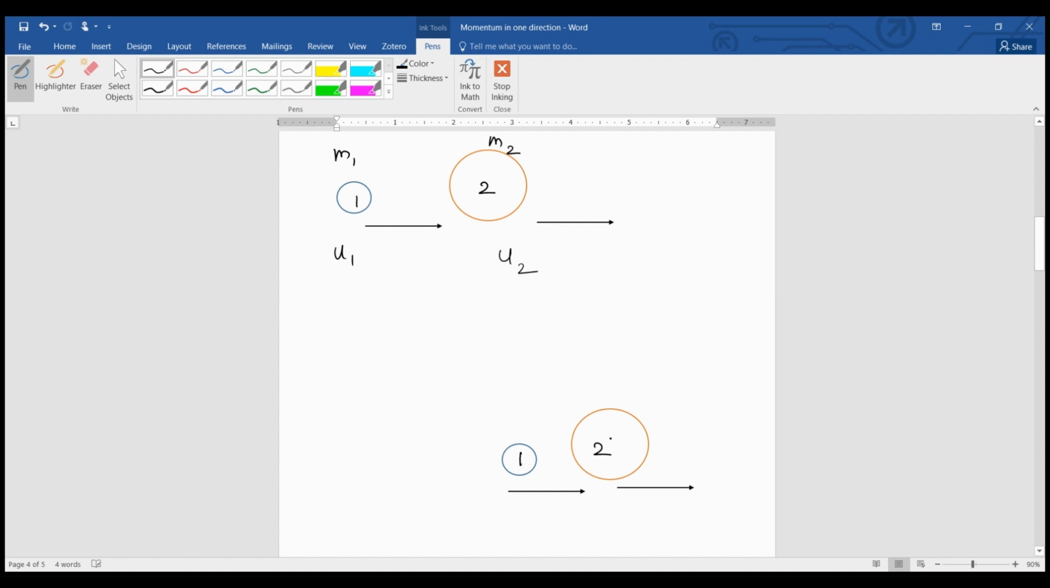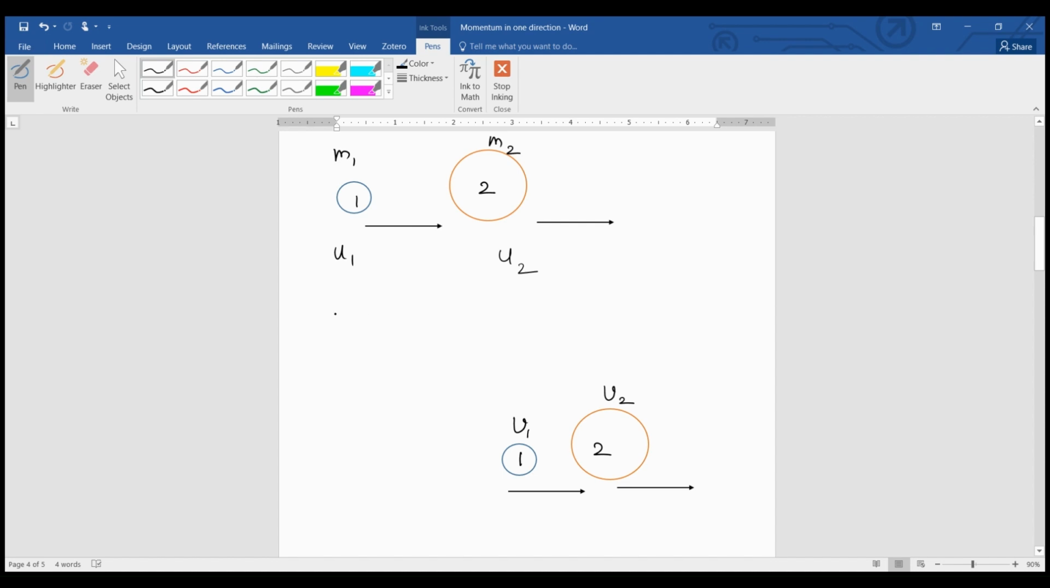Since they're moving separately, both of them have different velocities after collision. So let us consider the final velocity of object 1 after collision to be v1 and the final velocity of object 2 after collision to be v2. Applying the law of conservation of momentum, the total momentum before collision should be equal to the total momentum after collision.